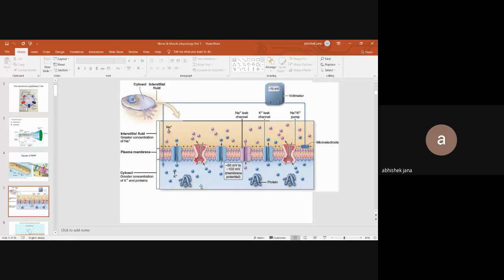Potassium inside is more and outside is less. Potassium inside is 150, outside is less, around 5. Now, potassium is moving from in to out along the concentration gradient through the potassium leak channel, because potassium leak channels are more in number in the membrane. As the positive charge of potassium moves in to out, the inside becomes negative. Now, the negative wants to trap the positive ions. It wants to trap the potassium ions back inside.